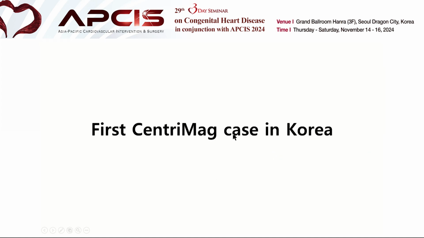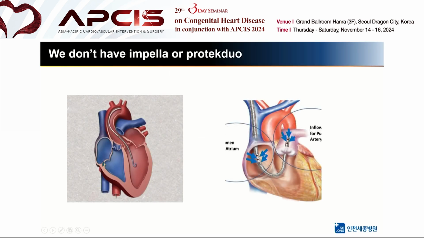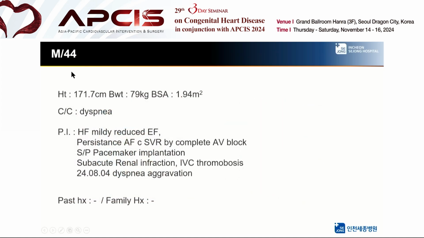So from now on, I will show you the first CentriMag RV support case in Korea. Actually, CentriMag was approved last year in Korea, and because of the insurance problem, I will show you the first CentriMag RV support case in Korea. As I told you, we don't have an impeller or Protek Duo, so sometimes it's very challenging for RV support.